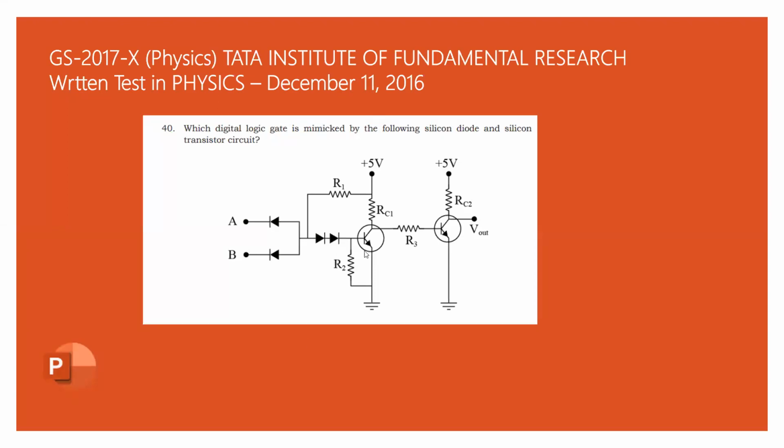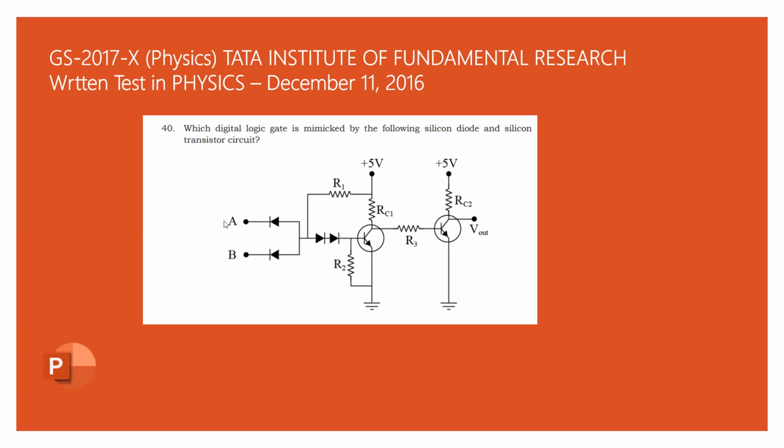Hello students, let us see this question from TIFR. So you have been given a circuit and in the question it is asked which logic gate is mimicked by the given circuit. Now you see this is the high voltage, and this high voltage is making forward bias to this diode.